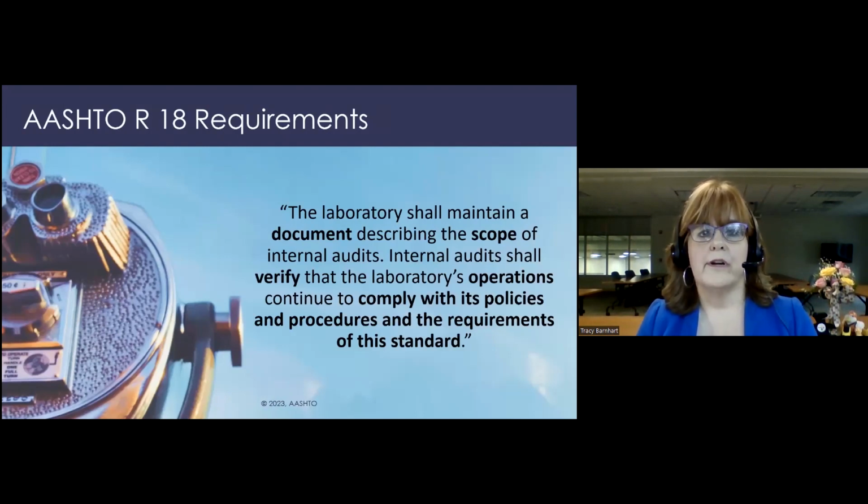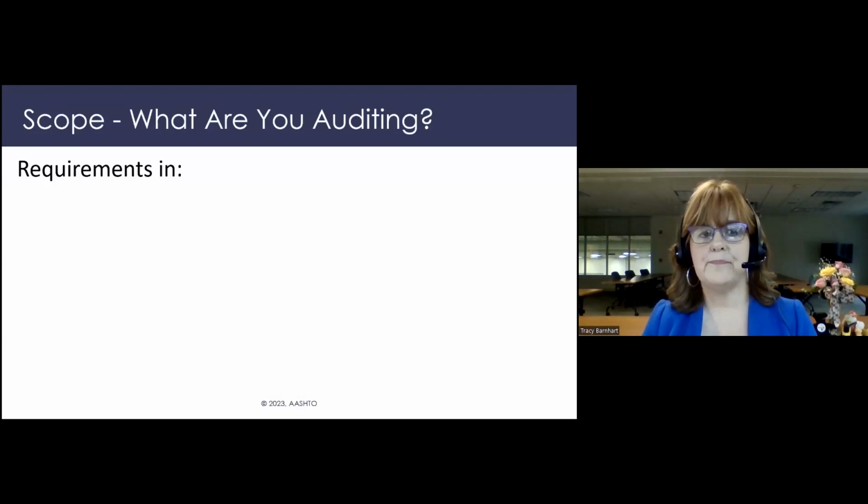The second part of that requirement is basically another definition of internal audits, so we don't need to go through that. The scope of an internal audit is what you are auditing. We'll have more on that in a moment, but you just have to have a document describing how you're doing this activity. So the scope, what exactly are you auditing during an internal audit?